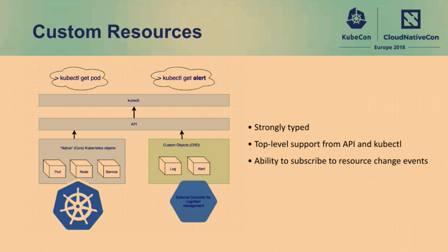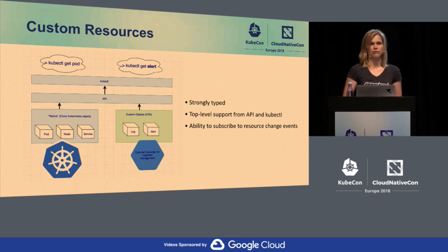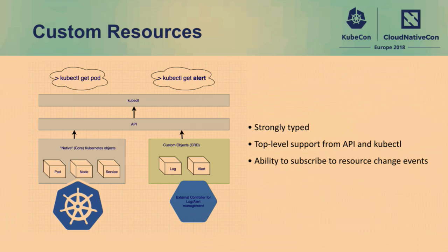To your user, it shouldn't matter. From the client perspective, it shouldn't matter whether the resource is the part of the Kubernetes core project or whether it's some external resource. He wants to use the kubectl, he wants to use the UI, the API, and he wants to list these resources as he would list pods, for example. On this picture, I gave an example of logs and alerts, which are like external resources controlled by external controllers. And user can just say kubectl get alert, and he would get the custom resource back.